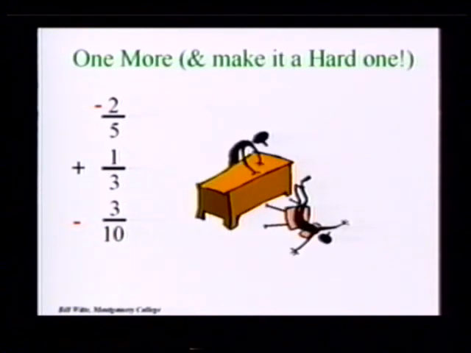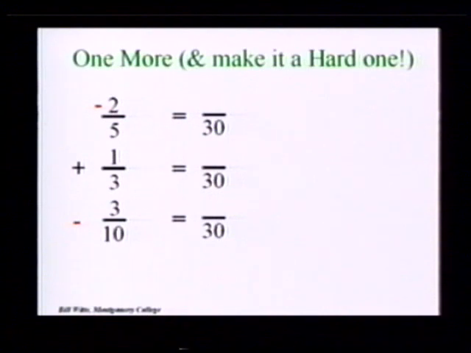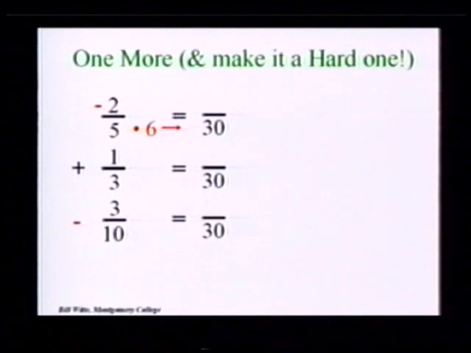Let's see, 5, 3, and 10. Here I come. The least common denominator is 30, the smallest number that all three of them go into. Okay, now let's create our equivalent fractions. 5 times what is 30? 6. So minus 2 times 6, minus 12. Don't lose your minus.